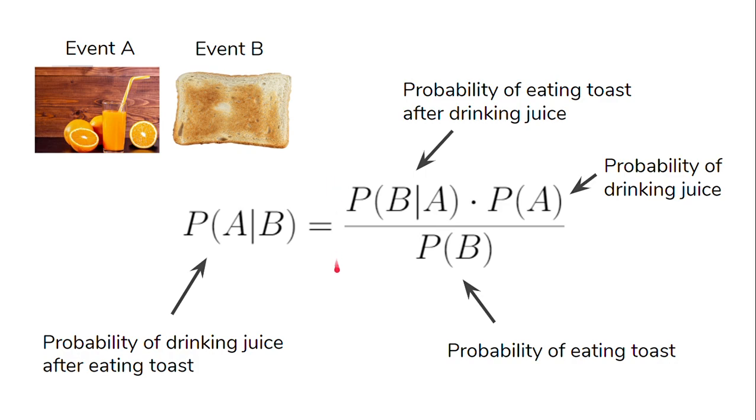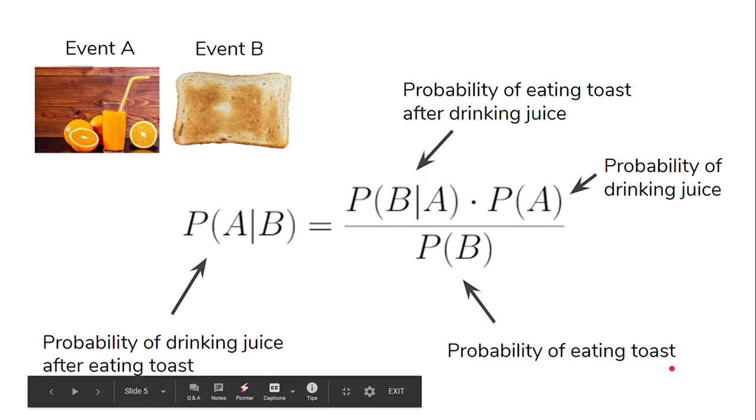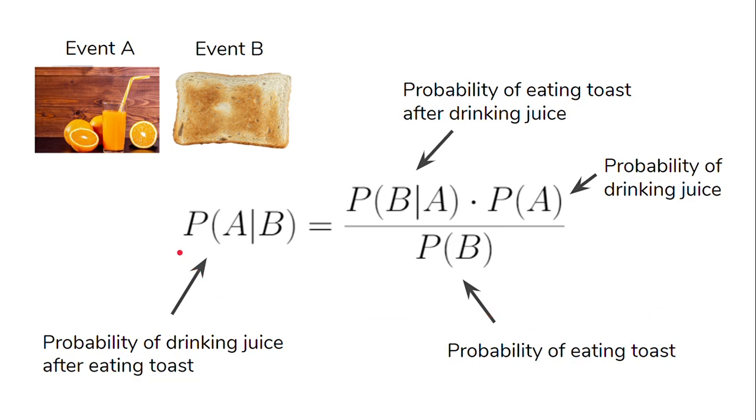Now, this can be applied as well with this equation, and we just do the same thing as we did before. So you have the probability of event B given event A. This is just saying the probability of you eating toast after drinking juice times the probability of event A, which is just the probability of drinking juice, and all over the probability of B, which is just the probability of eating toast. And so let's say that we had the numbers for these, we would be able to solve the probability of drinking juice after eating toast.